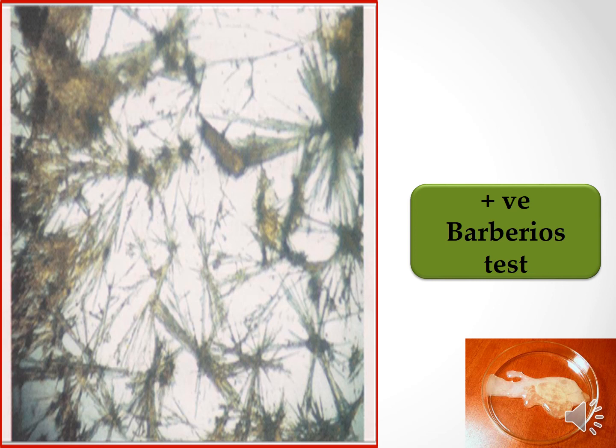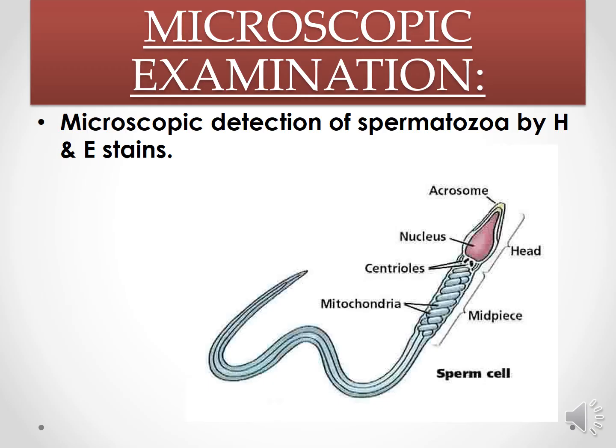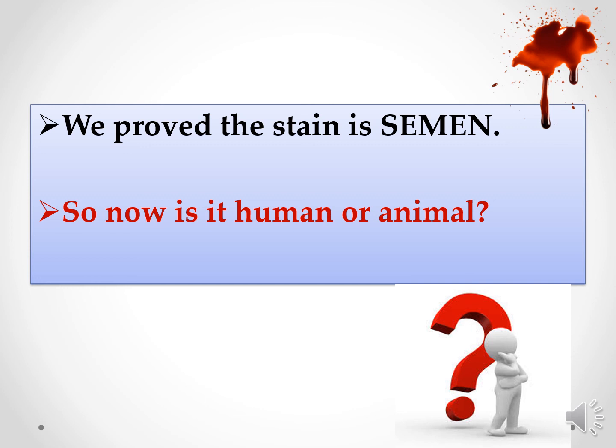Result: formation of yellowish green needle crystals of what? Of spermine picrate arranged in fan-shaped or star-shaped clusters. So the stain may be semen. Microscopic examination: microscopic detection of spermatozoa by hematoxylin and eosin, to see the formation and structure of spermatozoa as in this picture. We prove the stain is semen.